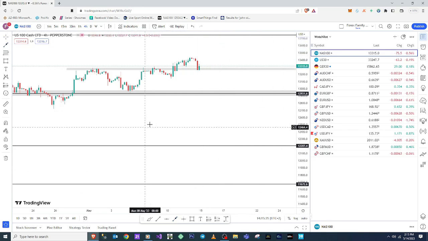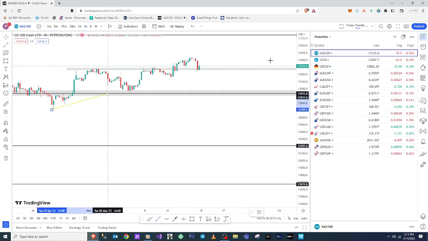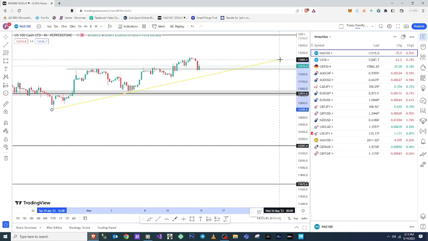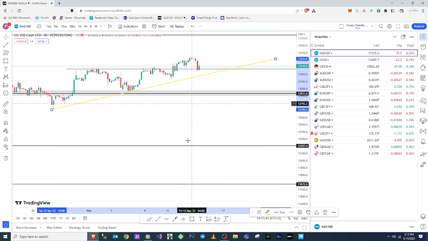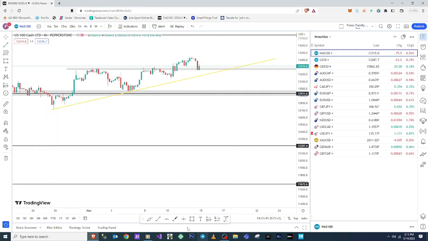But entry points, guys, are the very, very important part of this channel. We're giving you entry points where you need to enter your trades. So we're seeing first touch here. We know we're seeing first touch here, second touch exactly on the line. So we're waiting for the third touch.